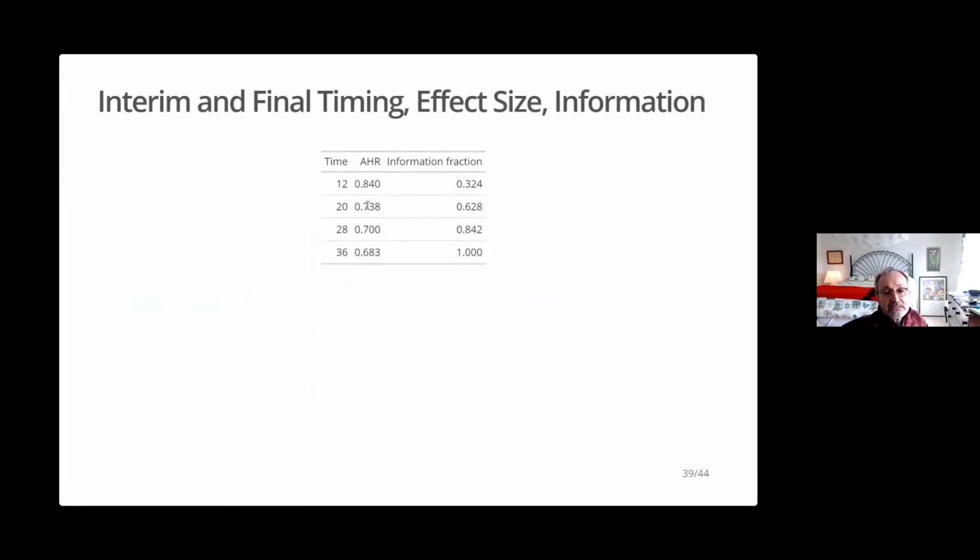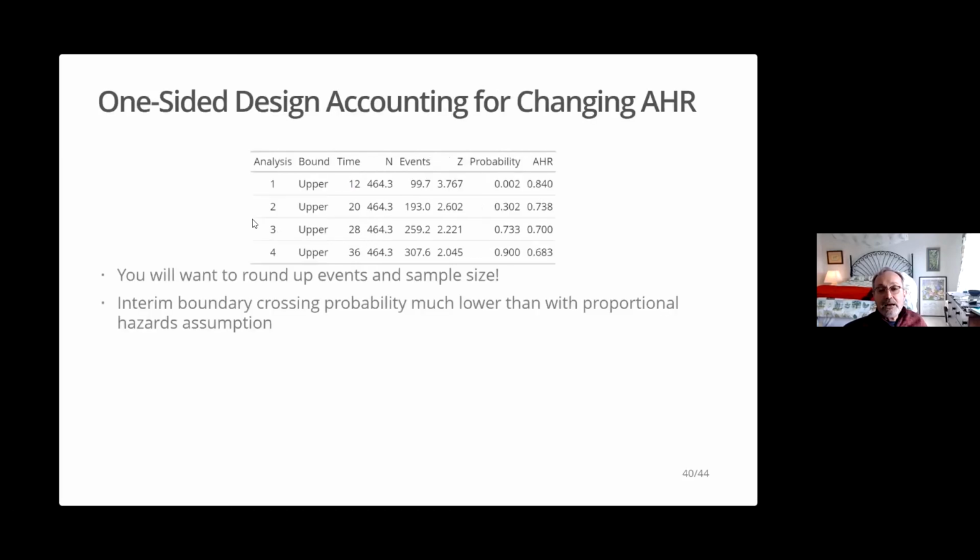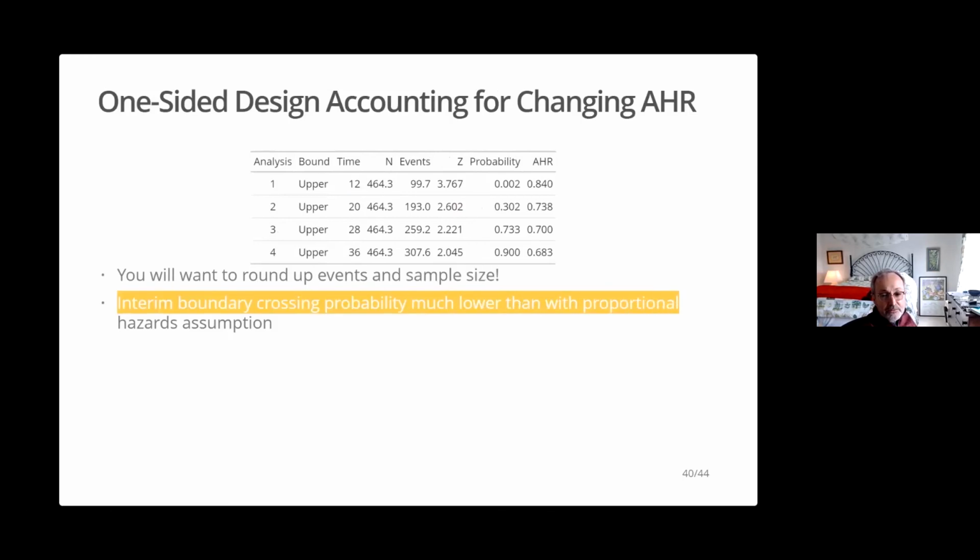Based on these assumptions, certainly if I have proportional hazards, it'll probably be of interest here because I'll have over 60% of my final events. And so probably it's a reasonable place to do an efficacy analysis. Here, I'm going to focus more on futility. I'm just doing a one-sided design, but basically the interim boundary crossing probabilities are much lower than with proportional hazards. So if you don't account for the non-proportional hazards, you'll be over-optimistic for efficacy. So that's my only point on this slide.